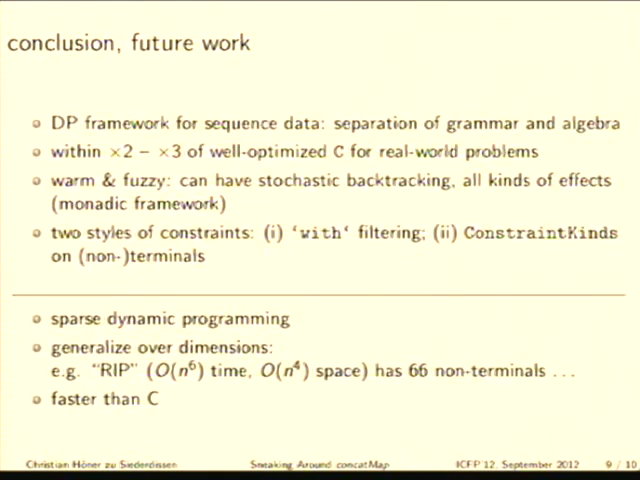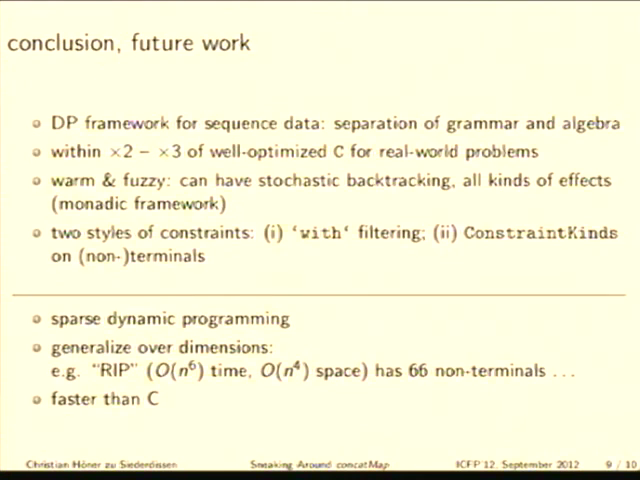So if you want to rescore some parsers to see if you better match your biological objectives, that's quite easy, and you can just experiment because you don't have this mix of grammar and algebra that is hard to understand and hard to change. We are actually well within a performance of times 2 or times 3 of well-optimized C.